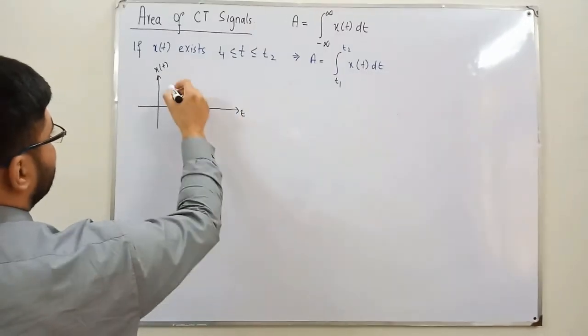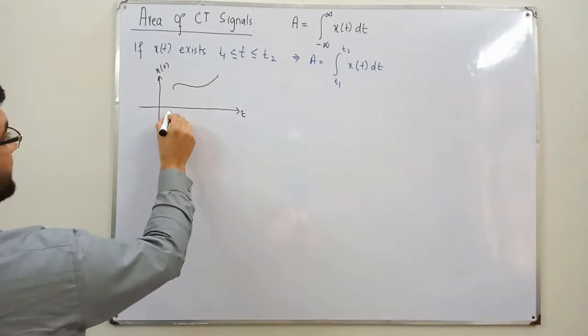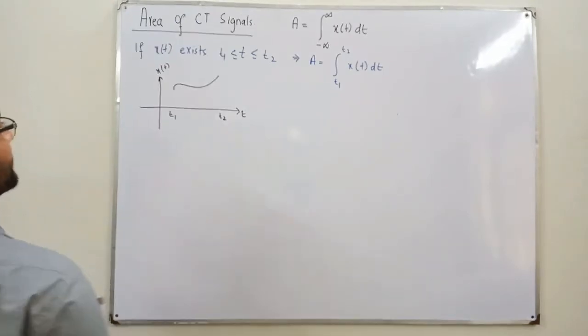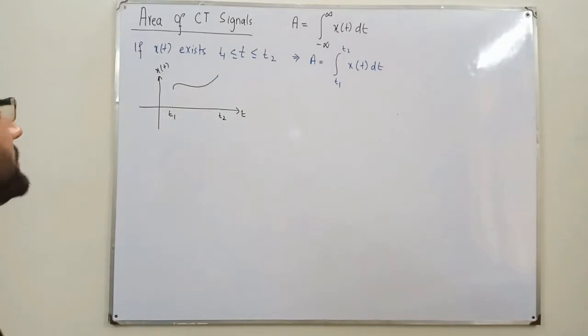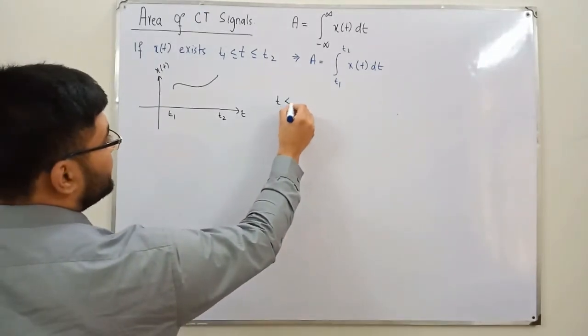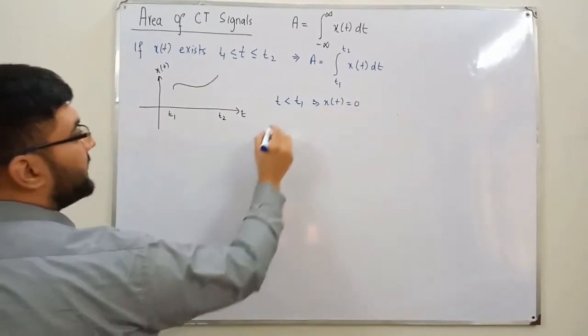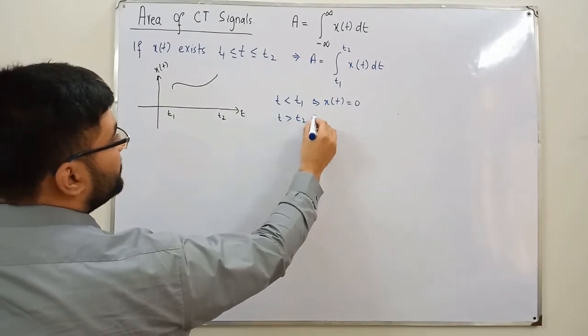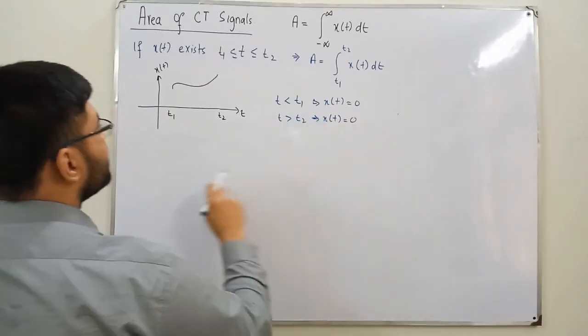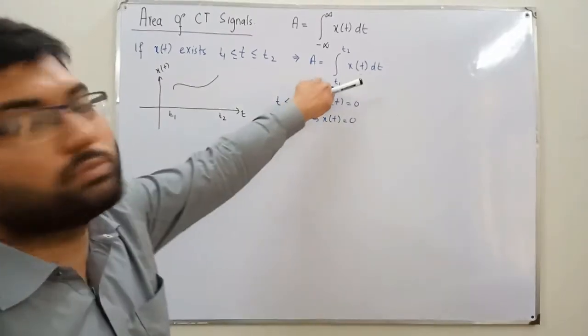And the rest you know how to calculate. Let me show you. This is your x of t, this is your t. This is the function. This value is t1, this value is t2. So the function exists only between t1 and t2, which means that if the time is less than t1, x of t is 0. Similarly, if the time is greater than t2, x of t is also 0. So the area is calculated only between t1 and t2 by this formula.